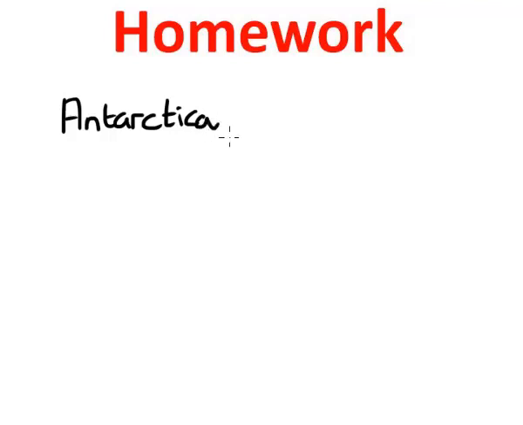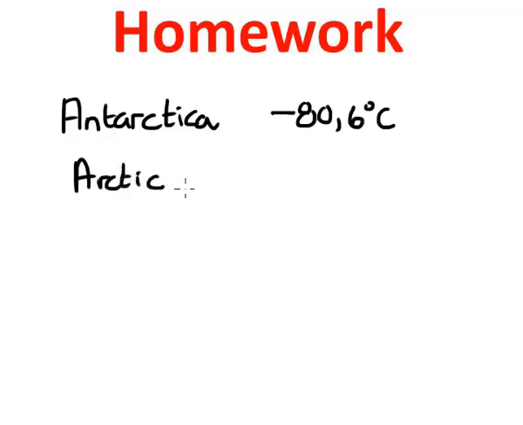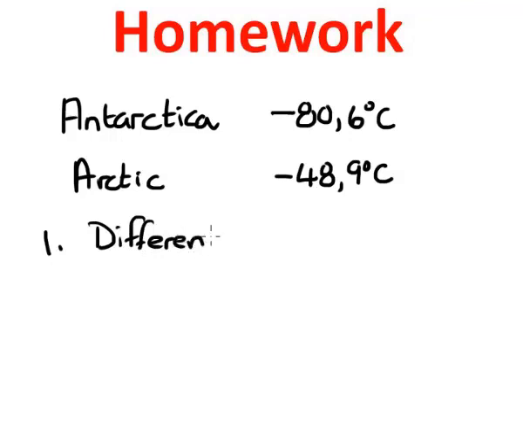Here the lowest recorded winter temperature was negative 80.6 degrees Celsius. The record low recorded in the Arctic, which of course is in the northern hemisphere by the North Pole, is negative 48.9 degrees Celsius. The first question is, what is the difference between these two temperatures?